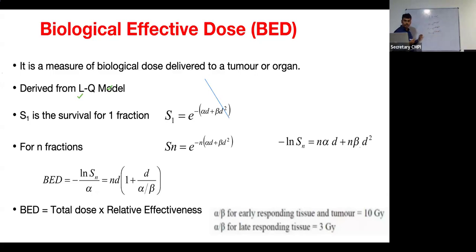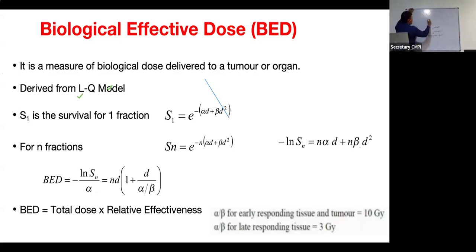Okay, clear. Now, I'm just taking the logarithm here, just to remove the exponential. The logarithm of the survival fraction is equal to minus, also I'm taking here, n alpha d plus n beta d square.